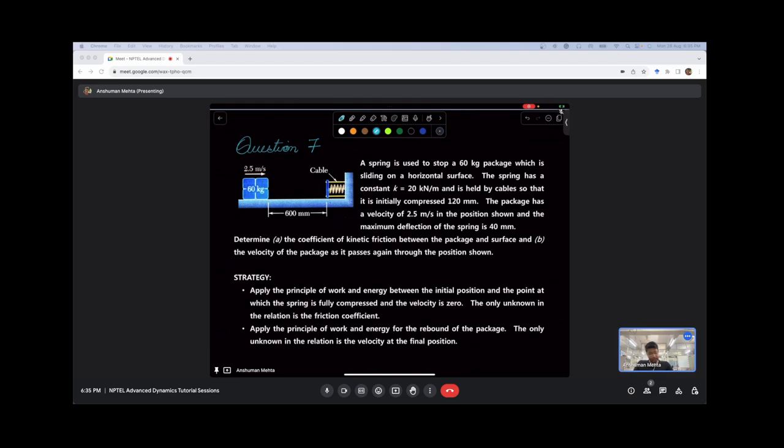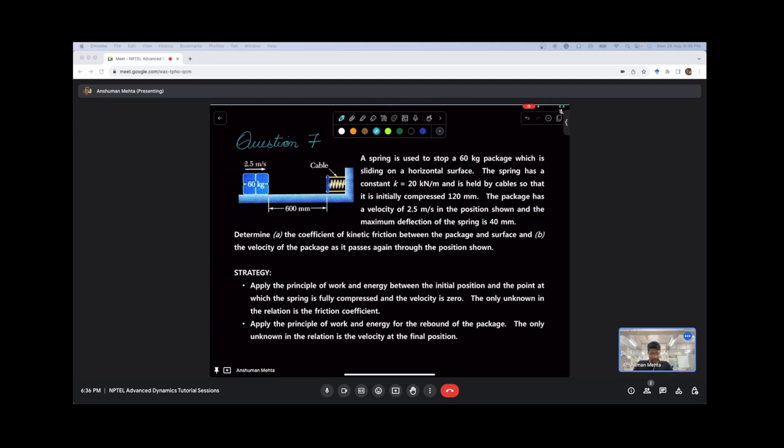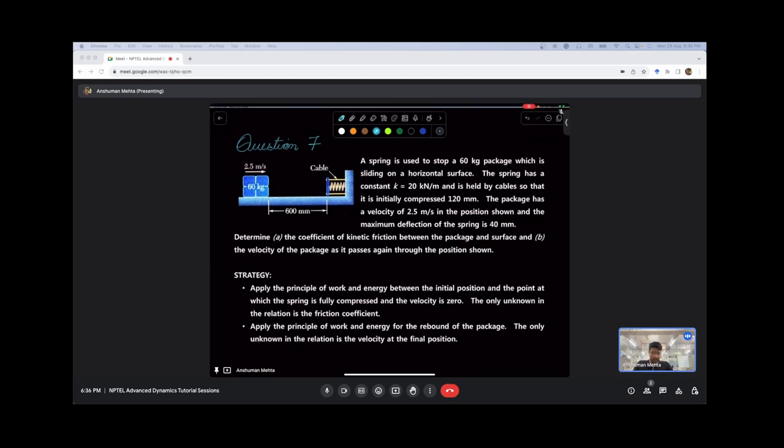and the distance from this package to that spring arrangement is also known. The only unknown will be the coefficient of friction. Next, we can apply the principle of work and energy for the rebound of this package, and the only unknown in this relationship will be the velocity at the final position.